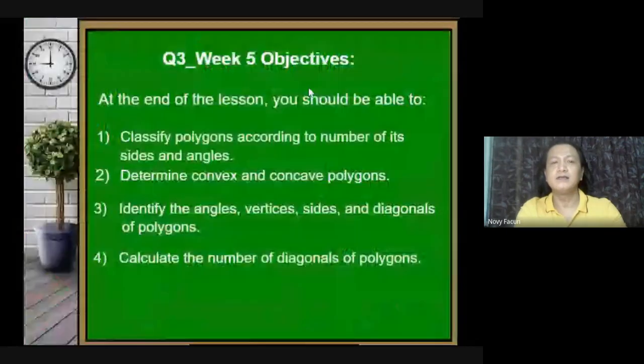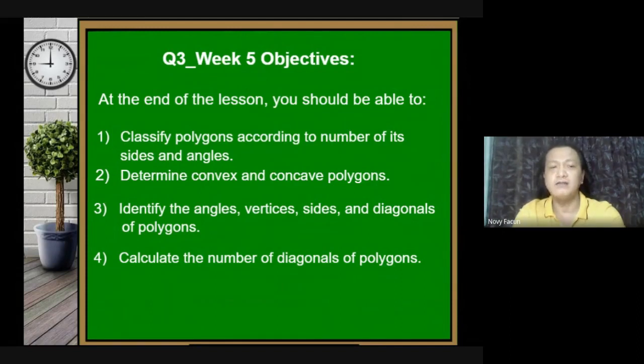And with that, our quarter 3 week 5 objectives. At the end of the lesson, you should be able to: 1. Classify polygons according to number of its sides and angles. 2. Determine convex and concave polygons. 3. Identify the angles, vertices, sides, and diagonals of polygons. And 4. Calculate the number of diagonals of polygons. So, ito yung kailangan ninyong ma-master or matutunan ngayong week.